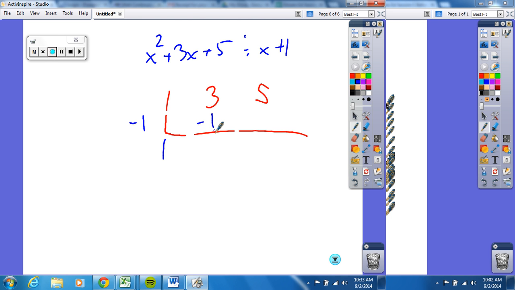So we add again. What do we get? 2. -1 times 2. And it comes out to be 3. Did it go in evenly? So therefore there is a remainder. This was an x squared, so what does this represent? An x. So this represents x plus 2 plus 3 over x plus 1. Is that not the same answer we received the previous time we did this problem?